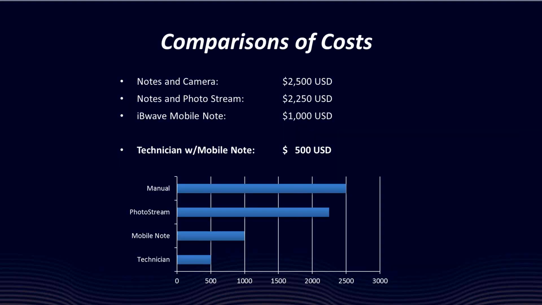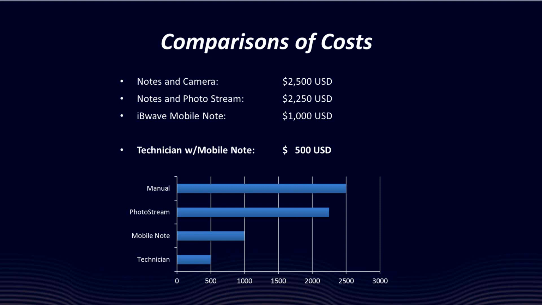So if you look at the costs, and we've used some industry standard costs here. If you look at approach 1, notes and a camera, we were assuming every site walk was costing us about $2,500. When we moved to a cloud service, we saved a little bit of money, about 10%, but still over $2,000 per walk. Moving to iBwave Mobile, big step in the right direction. Now we were spending about $1,000 to do these walks.